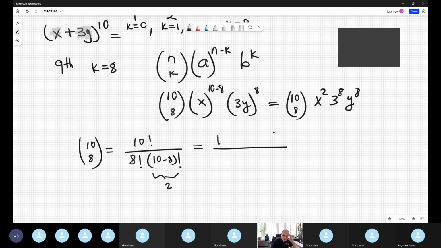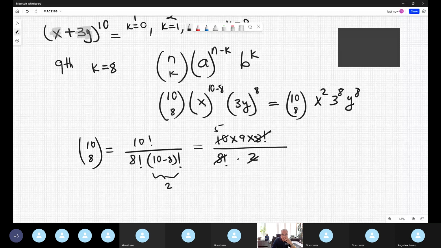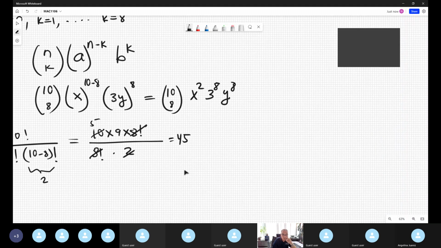And 10 factorial is 10 times 9 times 8 factorial. Stop here, because we have 8 factorial in the bottom and we have 2 in the bottom. But basically, you cancel out this 8 factorial and this 8 factorial. This is 10 divided by 2, because it's an even number, is 5. And this number is 45. Actually, we have 45. So this number is 45.